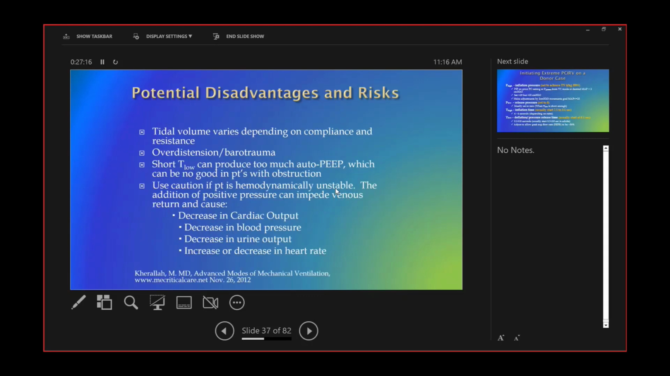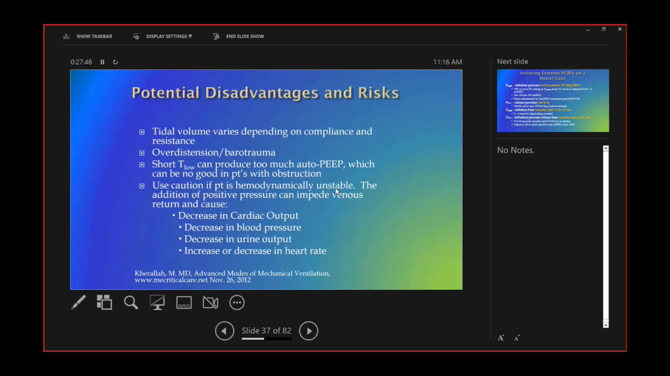Potential disadvantages and risks are the tidal volume will vary depending on changes in the compliance and resistance. So you have to pay attention to the tidal volume when you're in this mode. And the nurse at the bedside has to pay attention to the tidal volume or you can end up in trouble. You can potentially get over distension if you don't pay attention to your tidal volume, that can lead to barotrauma and volume trauma. If your T-low is too short, you can produce too much auto-PEEP, which can be no good in patients with obstruction.